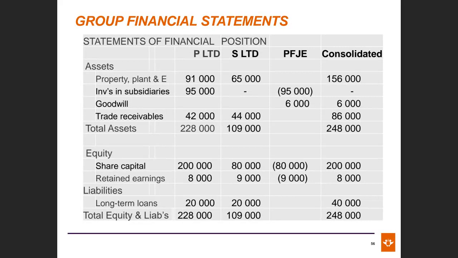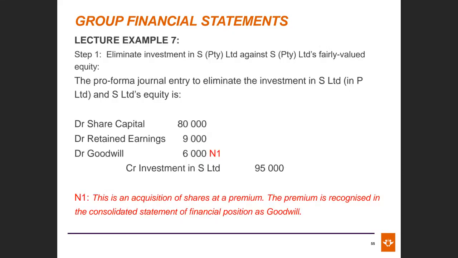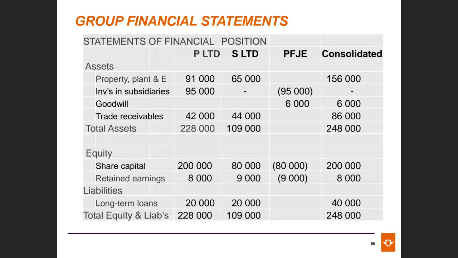Then we have retained earnings. In P Limited's book, we had 8,000 Rand of retained earnings. S Limited had 9,000 Rand. So we go P plus S, but then we also need to consider the pro forma journal entry. This retained earnings would have been a credit in S Limited's books, but remember we processed the pro forma journal entry of 9,000 Rand. That would eliminate the retained earnings in S Limited's book. So we go 8 plus 9 minus 9. That will give us consolidated retained earnings of 8,000.